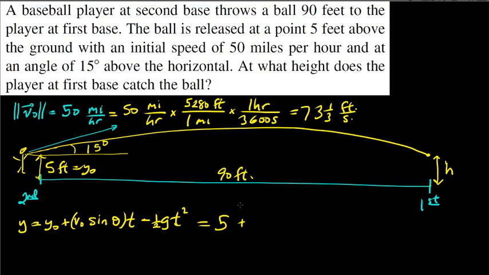Yeah, not great, right? But that's what it is. So 73 1/3 times the sine of 15 degrees. I'll do that on the next step, right? And then minus 1/2 g, that's going to be 16 feet per second squared times t squared.